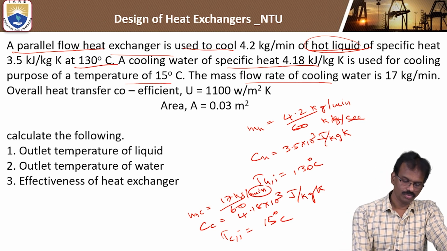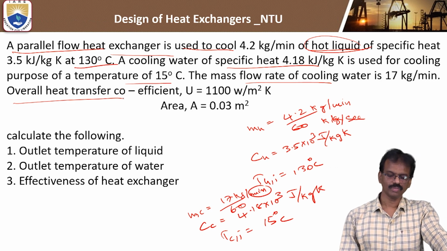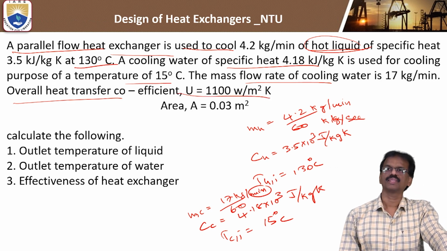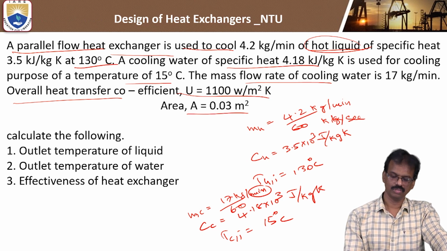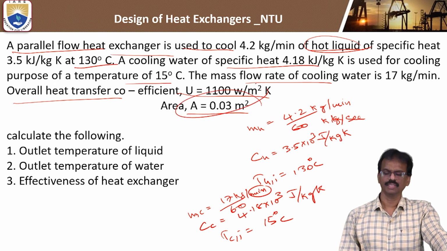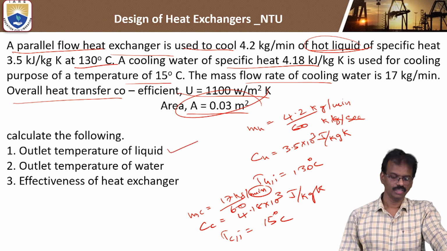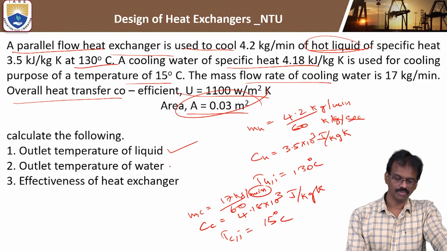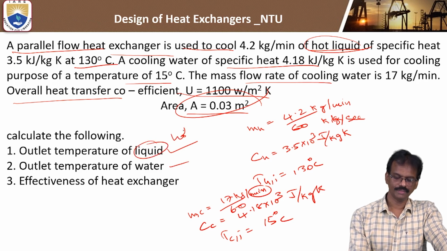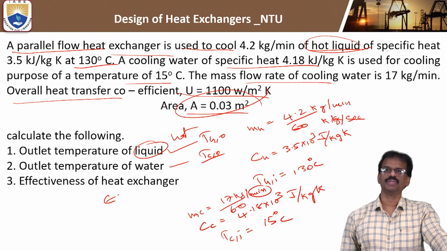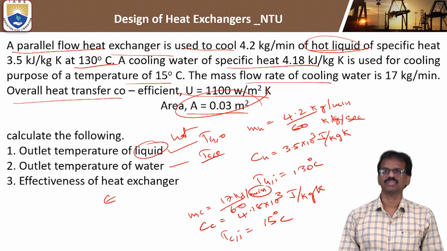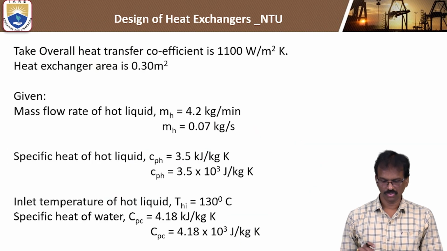And also the overall heat transfer coefficient U is also given, and the area is also given. So now we have to find out the outlet temperature of the liquid, and next the outlet temperature of the water. Liquid means the hot fluid. So it means you have to find out TH naught, and TC naught also. Then you have to find out the effectiveness epsilon. So you know the formula of effectiveness also. Okay, you will see how to solve this numerical.